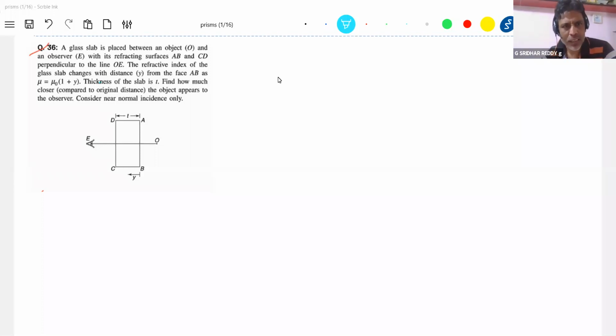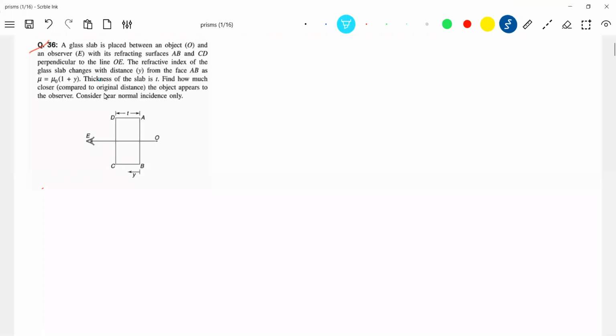So we'll start with one first, with a slab problem. Read the question now. A glass slab is placed between object O and the observer. Find how much closer the object appears to the observer.